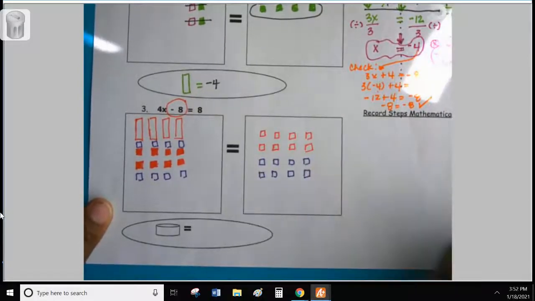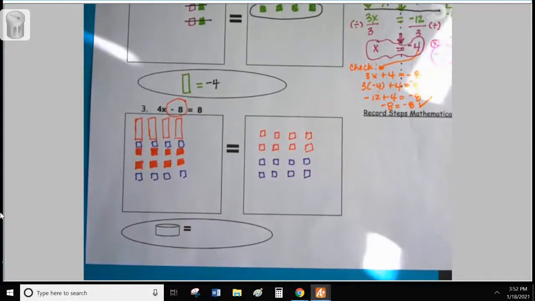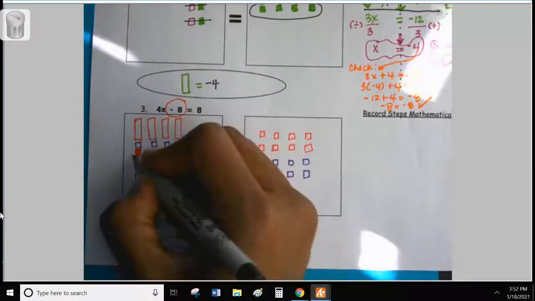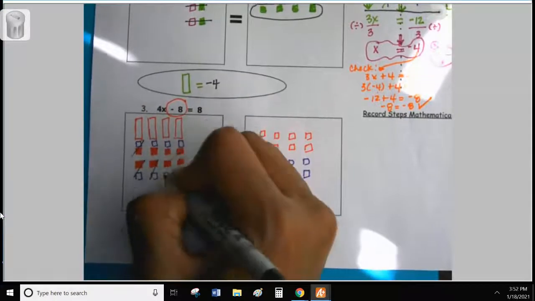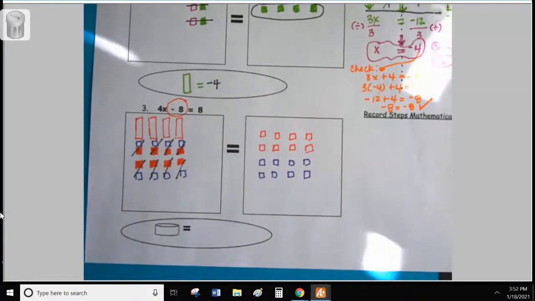Okay, so on this side, I see I have 0 pairs. I'm going to go through and eliminate those 0 pairs. And once I eliminate the 0 pairs on that side, I'm only left with the 4 x's, and I'm left with, now I think that's 16 squares on the other side.